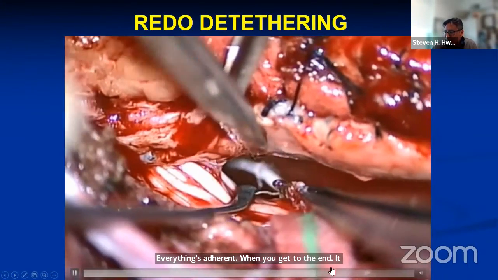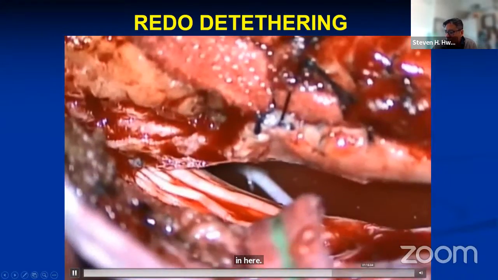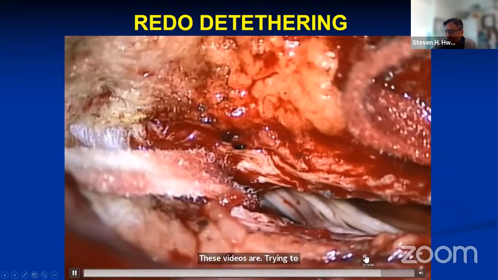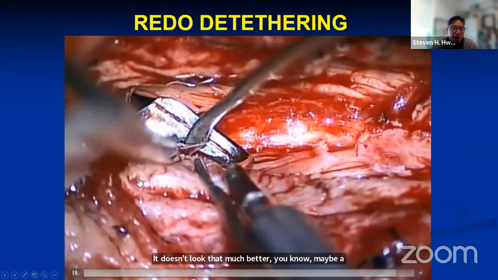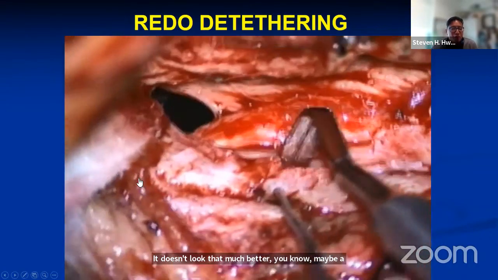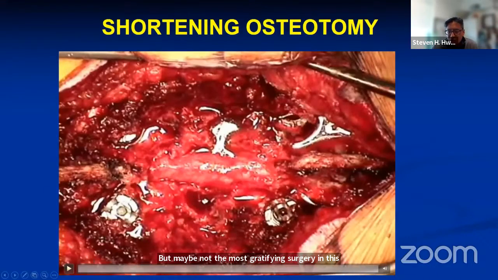These are videos of trying to find scar tissue from nerve and distinguish the two. And then at the tail end of it, it doesn't look that much better, maybe a little bit released. You can sew a patch in to try to help, but maybe not the most gratifying surgery in this patient. So is there an alternative?